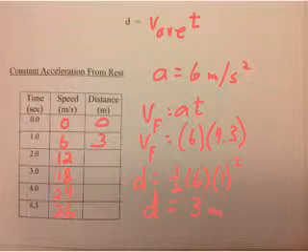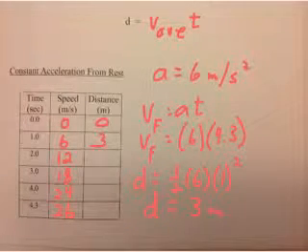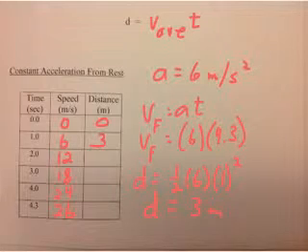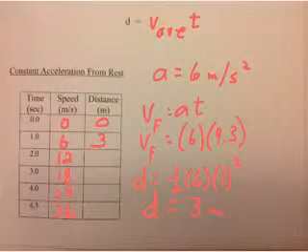But if you take your average speed over that first second, your average speed was 3 meters per second. So if you look at that equation at the top, if your average speed is 3 meters per second times 1 second, for 1 second, you go 3 meters.